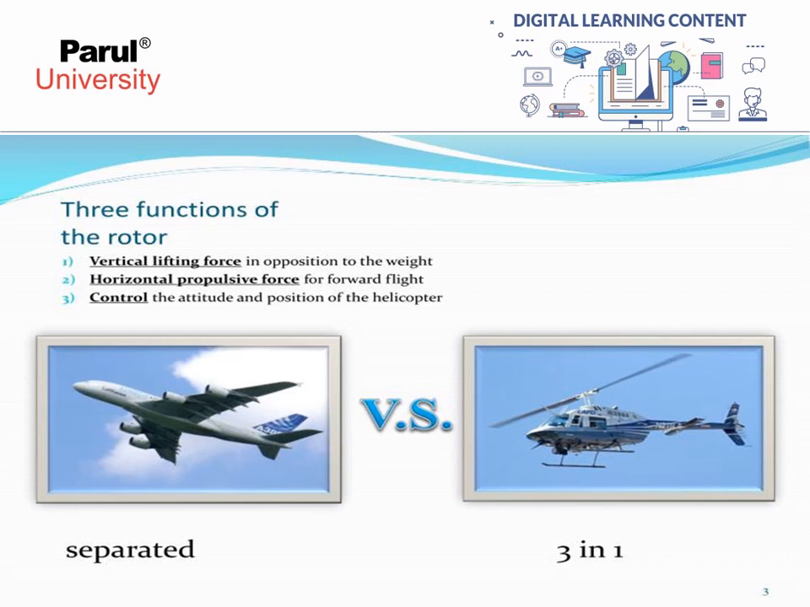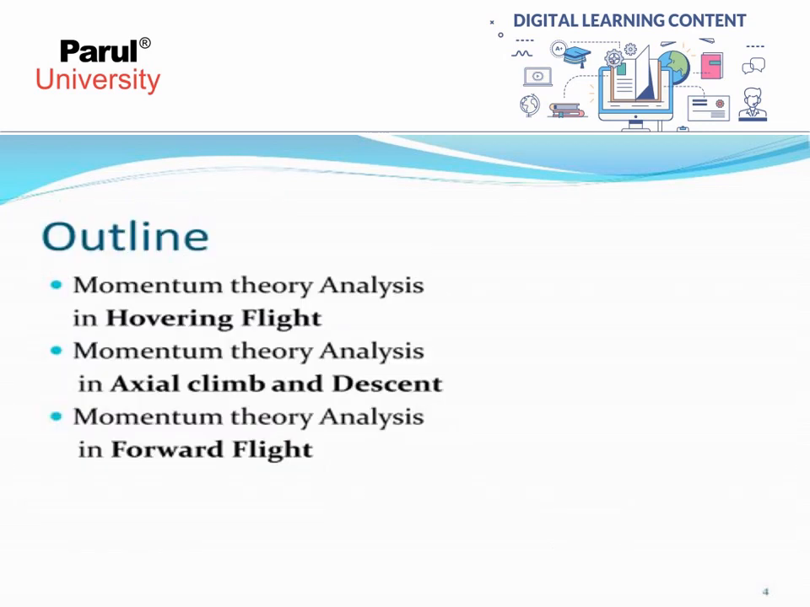This is the basic difference, because the helicopter's main rotor system has all three functions, while aeroplanes have different systems for different functions. Okay. Now the outline. The outline of this chapter is: first, momentum theory analysis in hovering flight; second, momentum theory analysis in axial climb and descent; and third, momentum theory analysis in forward flight.